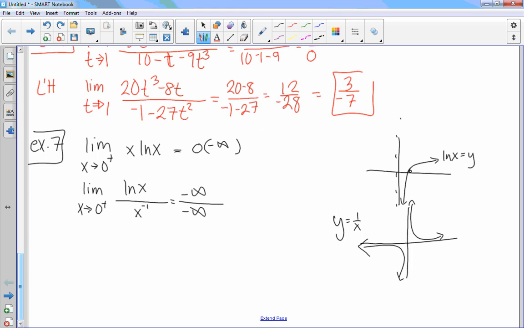Well, I was just saying what 1 over x looks like. That's this denominator. The denominator is 1 over x. X to the negative 1 is 1 over x. So it is an indeterminate form, so we can apply L'Hopital's rule. The limit as x approaches 0 from the right, so x can't equal 0.